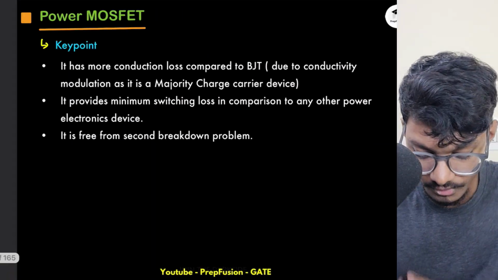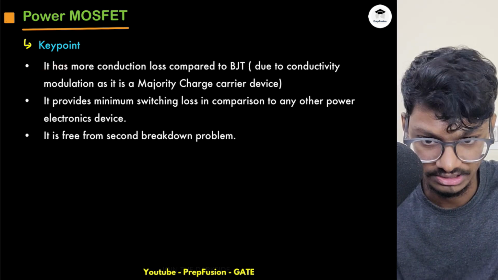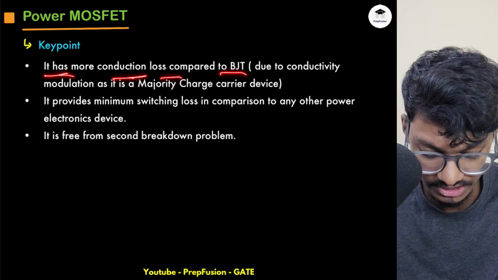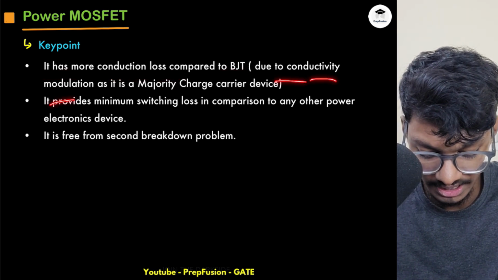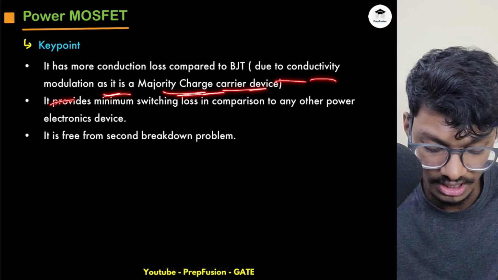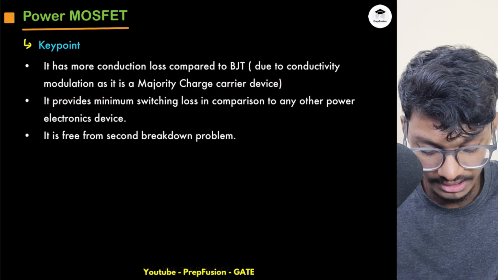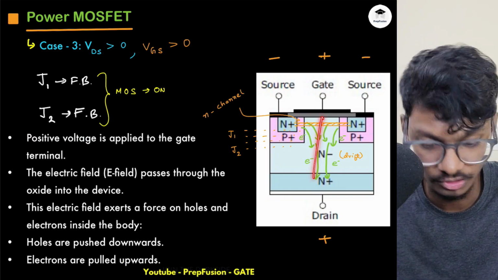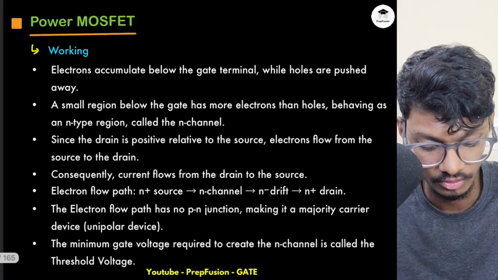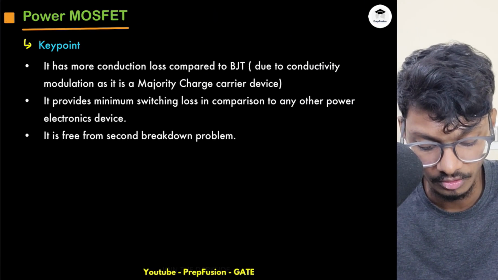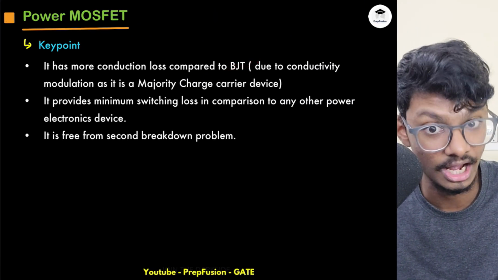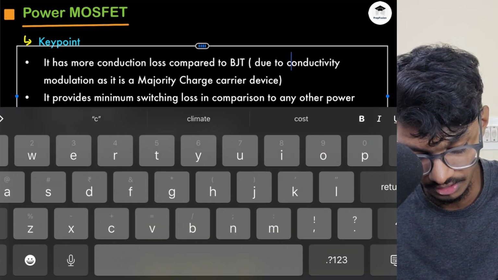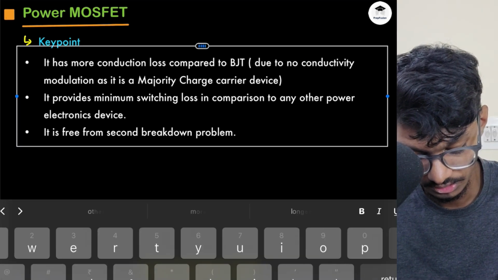A few key points about a power MOSFET: it has more conduction loss compared to a BJT. Why? Because it is a majority charge carrier device, there is no conductivity modulation. There is no PN junction, so there is no conductivity modulation as well. The BJT had conductivity modulation, which gave lower power loss as R1 was reducing. Here R1 doesn't reduce, due to no conductivity modulation.